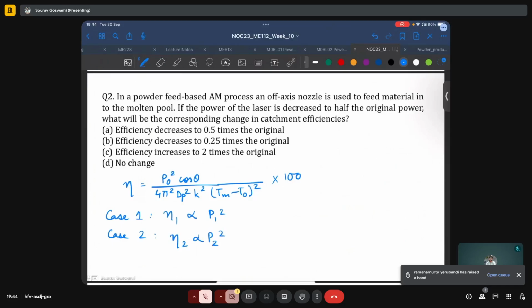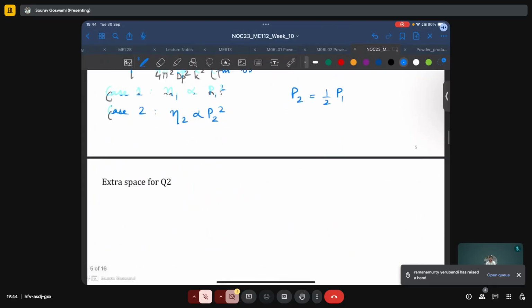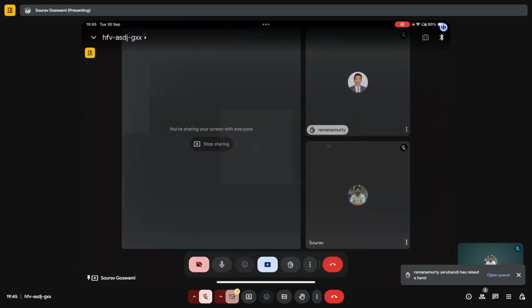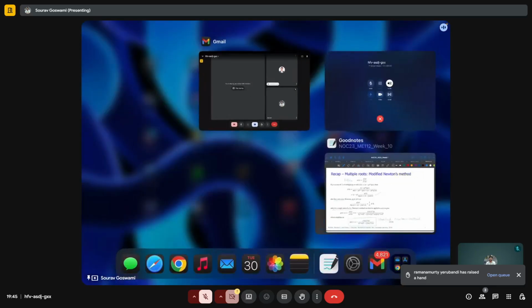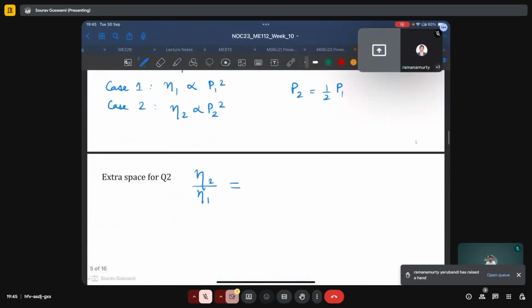this case P2 square. And we have some relationship between P1 and P2, being that P2 is equal to half P1. What will the corresponding change in efficiency? So it will be best if we find eta 2 by eta 1, because then we can express eta 2 as a function of eta 1, which will equal P1 square by P2 square.